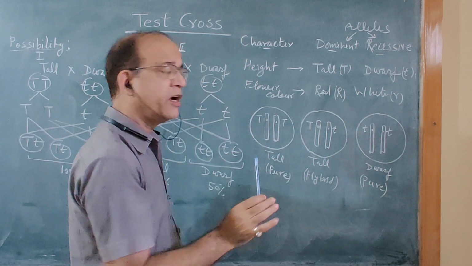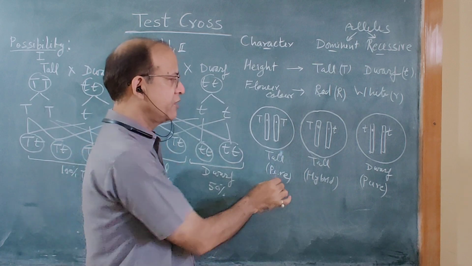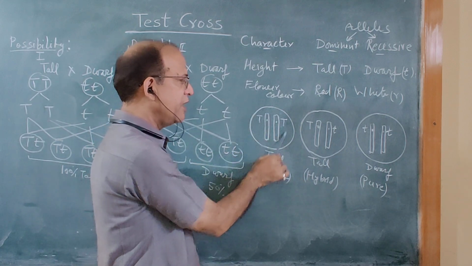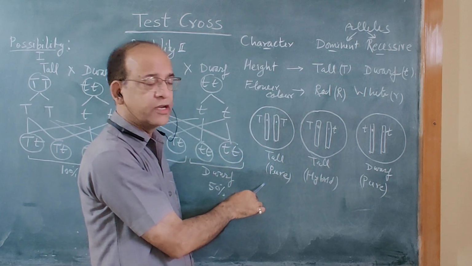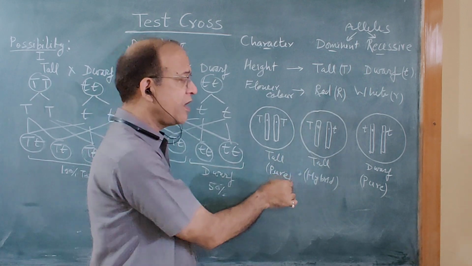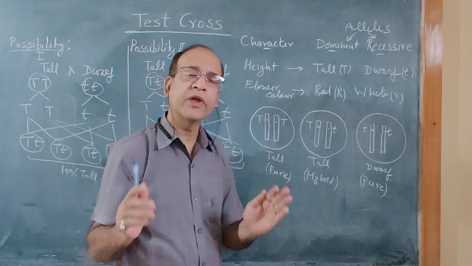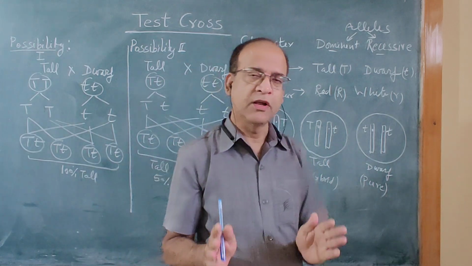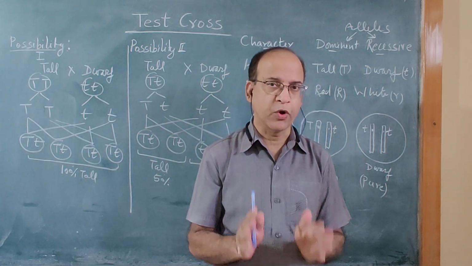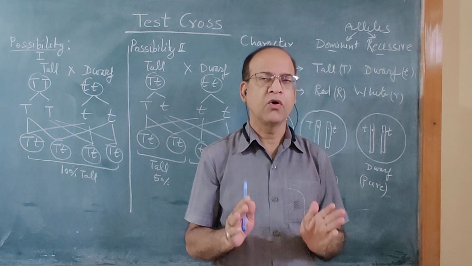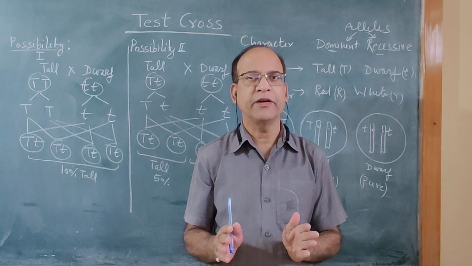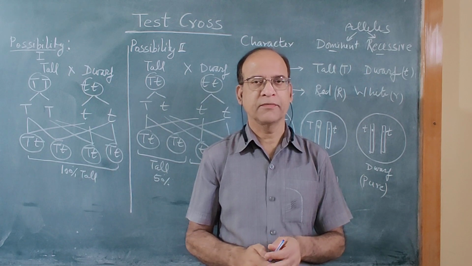It means a dominant character, tallness, may be a pure tall, meaning homozygous tall, or it may be a hybrid tall, or heterozygous tall. So a dominant individual may be either pure homozygous or hybrid, meaning heterozygous.